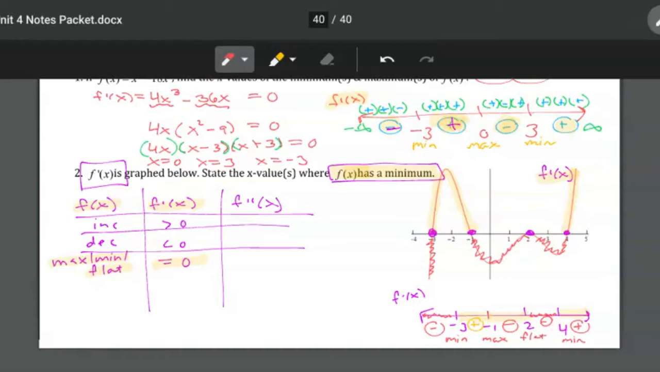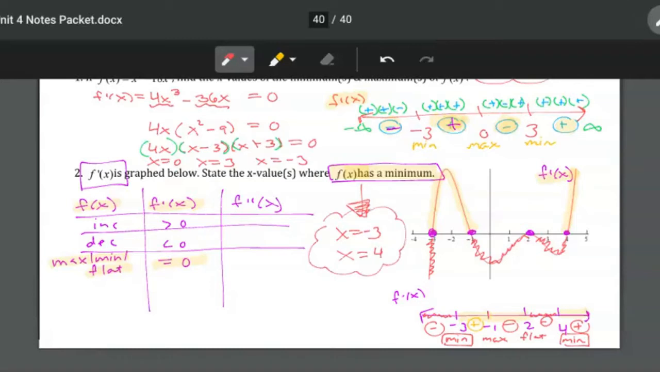Remember, we were just looking for where our original graph f of x has minimums, so that's -3 and 4. So x equals -3 and x equals 4. Those right there would be your final answer. The sign chart is not necessary.